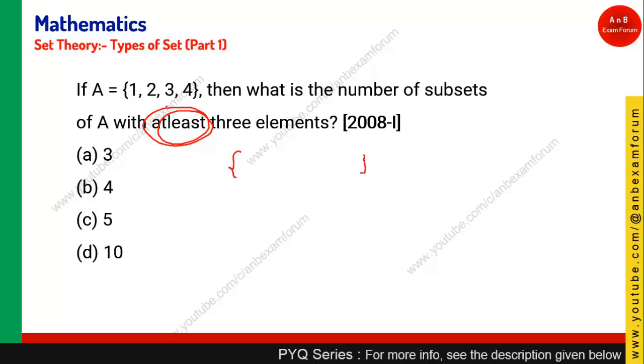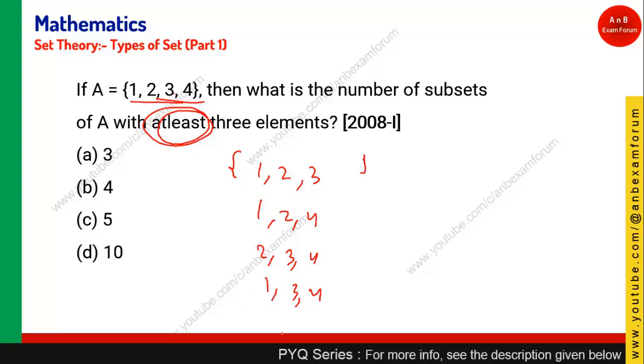I am not putting braces, but you can. The first one is 1, 2, 3. This is the first subset with at least 3 elements. Then 1, 2 and 4. Next you can consider 2, 3, 4. Next you can consider 1, 3, 4. Repetition should not be there. Again, ordering is not important in a set.